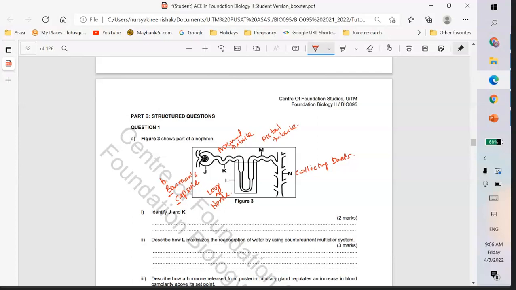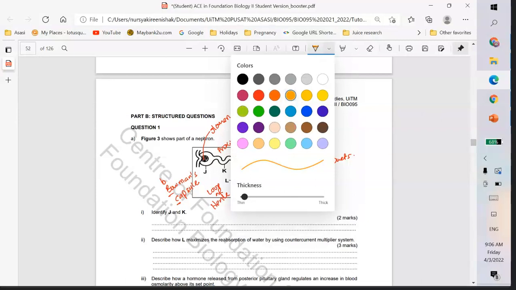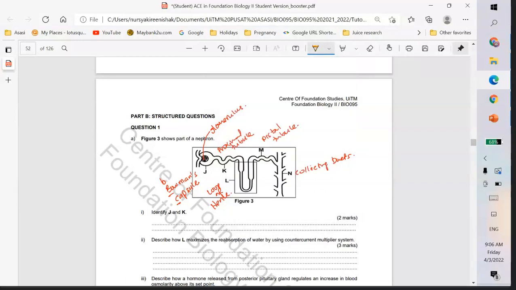Another structure that you have to know is the structure in here, which is the glomerulus. Okay, so all the components of the nephron you have to take note. And then another thing that you have to take note is the location where the nephron is located. Okay, so the region of the kidney, it is divided into 3 regions.